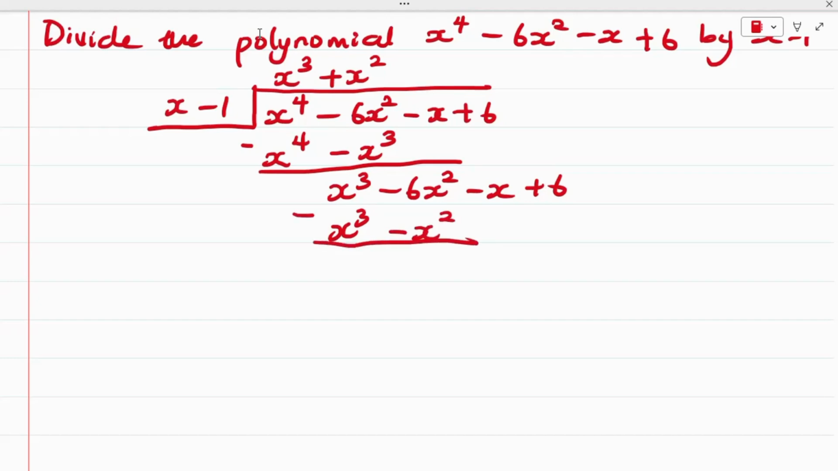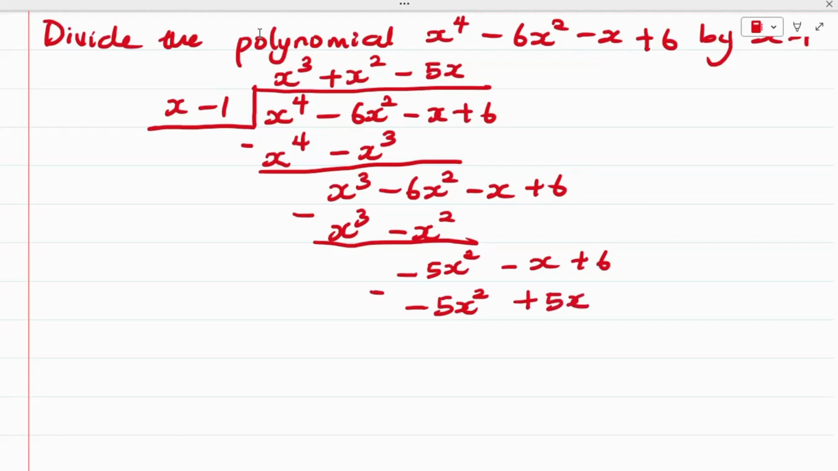x squared multiplied by negative 1 is negative x squared. So subtracting this, x cubed minus x cubed is 0. Minus 6x squared minus x squared is going to give us negative 5x squared, and we have this to be minus x plus 6. So negative 5x squared divided by x is going to give us negative 5x. So negative 5x multiplied by x is going to give us negative 5x squared.